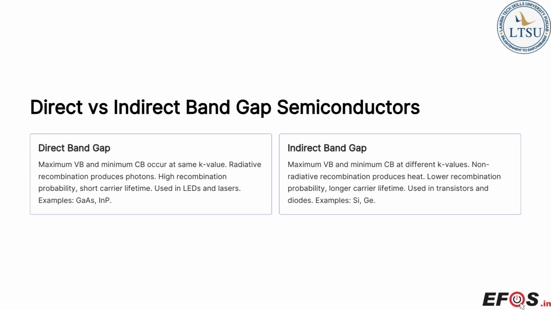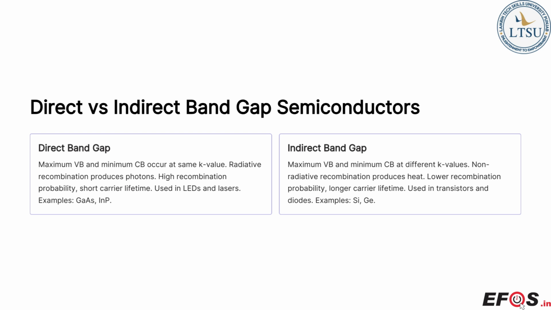Semiconductors are also categorized by their band structure geometry. Direct band gap: the maximum of the valence band, Vb, and the minimum of the conduction band, Cb, occur at the same momentum value. This geometry allows for direct, radiative recombination, which efficiently produces light, photons. They have a high recombination probability and are used in all light-emitting devices, like LEDs and lasers. Gallium arsenide, GaAs, is a prime example.